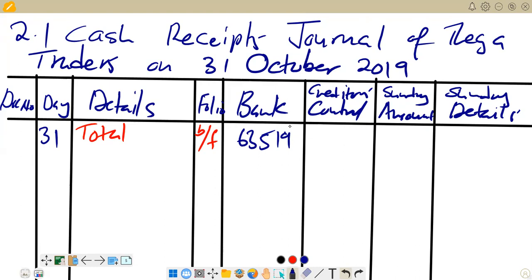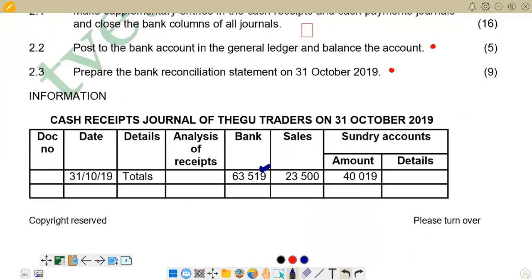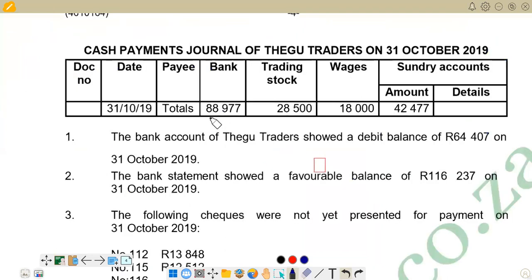Then we can also check the balance that we have for the cash payment journal, so that as we enter the entries, we can go to the cash receipts or the cash payments. So we go there and check what we have in terms of our cash payments. Cash payments is here. On our cash payments, our opening balance is 88,977. So we are going to enter that again, 88,977.